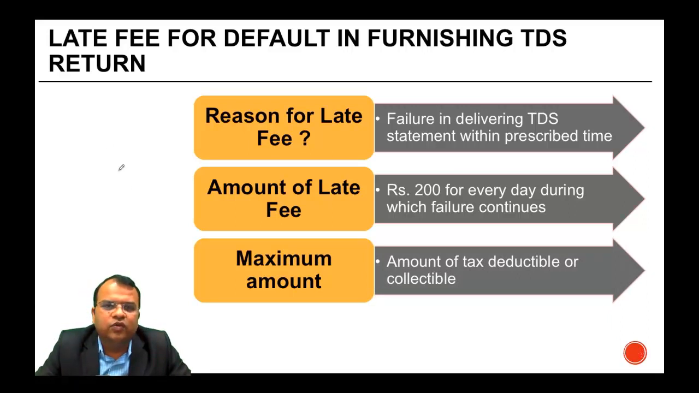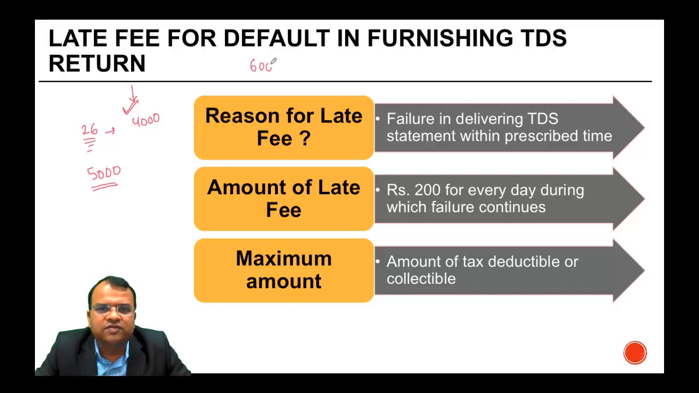In other words, if you had to file a statement in Form 26, whichever form might be there, if the total TDS involved in this Form 26 was 4,000 and the TDS penalty which is calculated is 5,000, the maximum penalty will be 4,000. But if the TDS which was deductible was 6,000 and the penalty which is applied based on the number of days and 200 per day is 5,000, then the penalty will be 5,000. So a maximum of 5,000 subject to the amount of TDS involved in that particular statement.